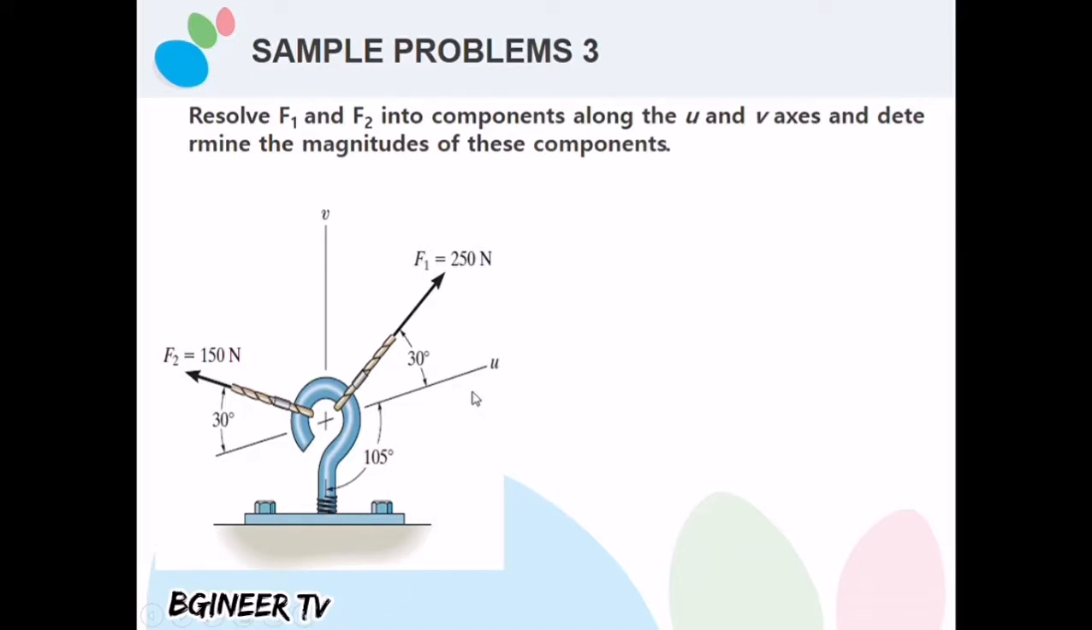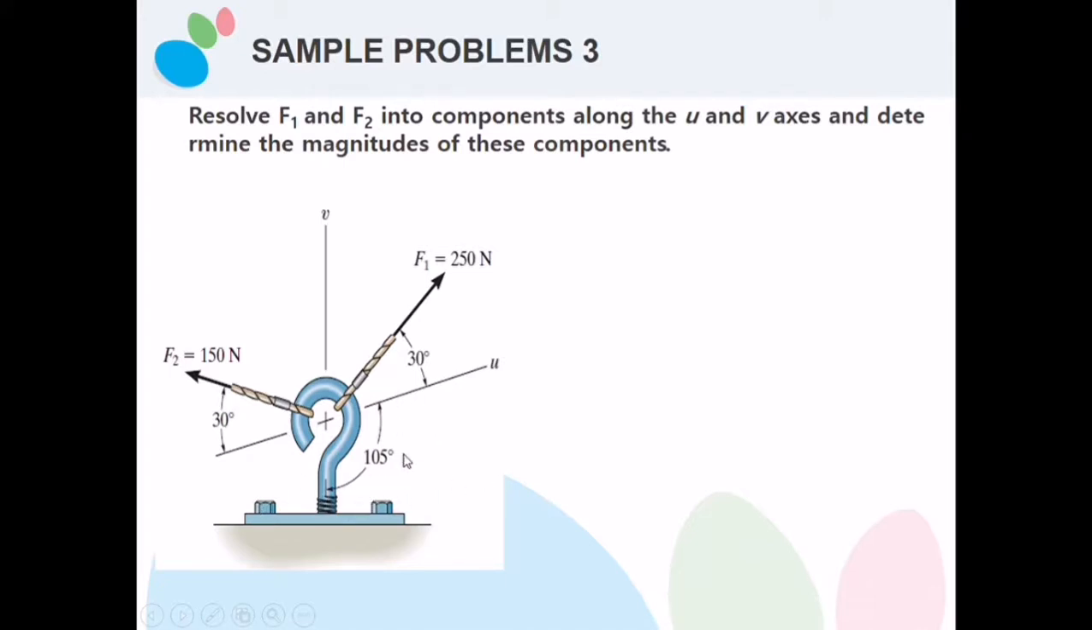So we have the first force, F sub 1, which is equal to 250 Newton, and then our second force is 150 Newton. The angle between the u-axis and the first force is 30 degrees, the same as the angle between the second force and the u-axis. And below the u-axis, we have here the angle 105 degrees.